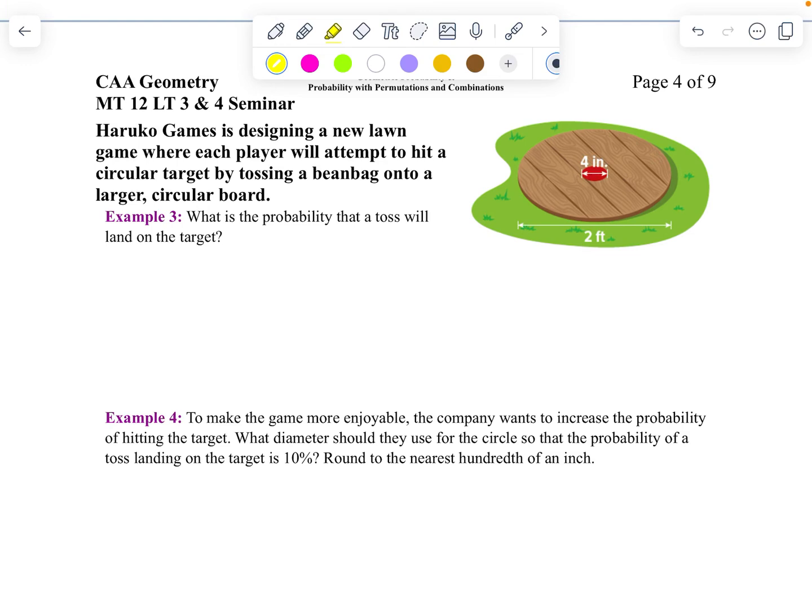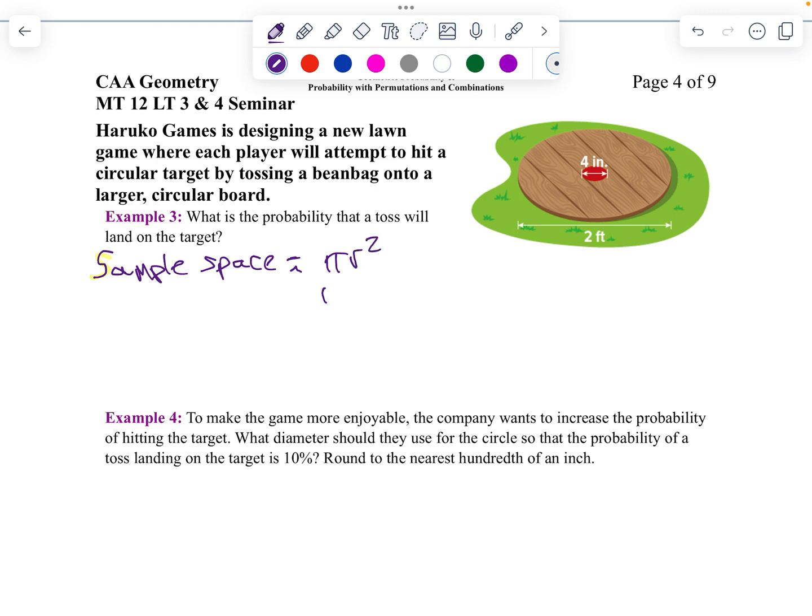Example 3 and 4, we have Heroico Games is designing a new lawn game where each player will attempt to hit a circular target by tossing a beanbag into a larger circular board. Kind of like bags, except we're going to have a circle here. So my sample space is going to be the area of my big circle.